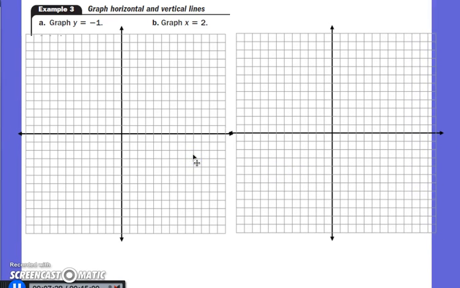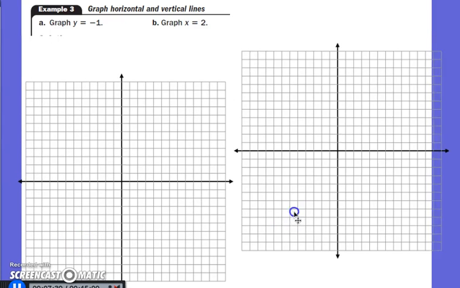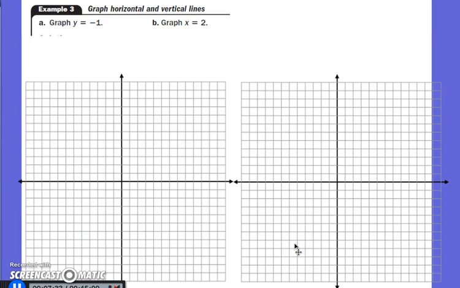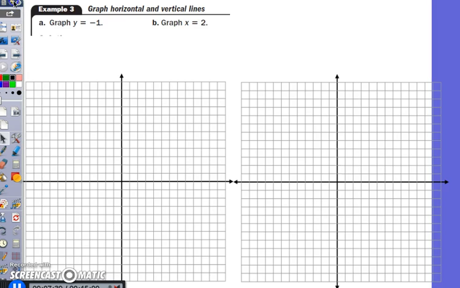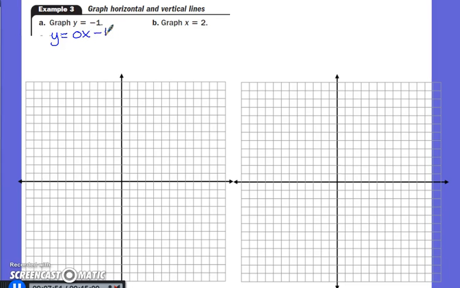Okay, so when you look at this, you're going to see that you have two problems, A and B. You have y equals negative 1, and you have x equals a positive 2. Well, when you have y equals negative 1, this is y equals 0x minus 1, where my slope is 0. So this is a horizontal line. Okay? The horizontal line. So you know that it's going to go straight across.